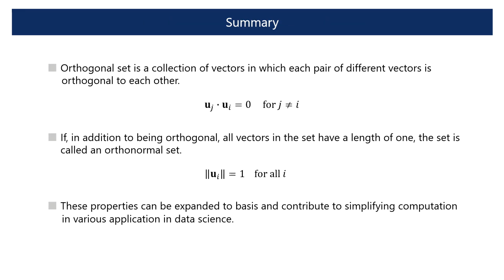Orthogonal set is a collection of vectors in which each pair of different vectors is orthogonal to each other. The inner product of any two distinct vectors in the set is 0. If, in addition to being orthogonal, all vectors in the set have a length of 1, the set is called an orthonormal set. These properties can be expanded to basis. And these properties contribute to simplifying computation in various applications in data science.